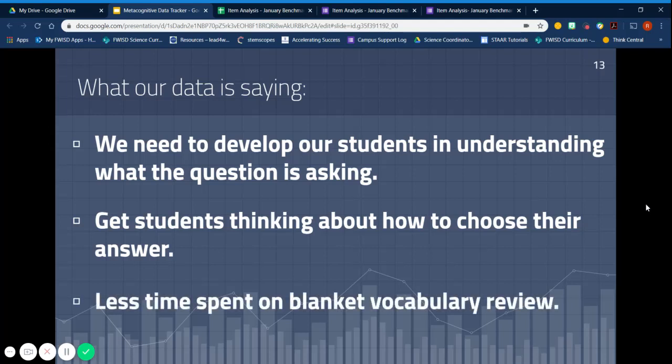And lastly, we need to spend less time on blanket vocabulary review. Yes, vocabulary is important. Yes, they do need to know all of these words, especially in science. There's so much scientific vocabulary that the students need to know. However, if that's all we're going to do during our reteach or during our small group instruction, then we're not helping the students in the ways that they need help. So let's look at how you can implement this with your campus and your students.